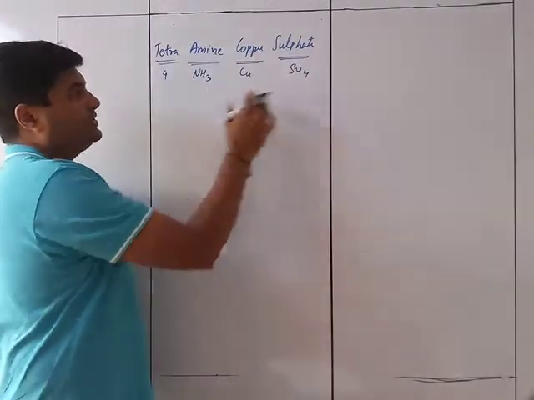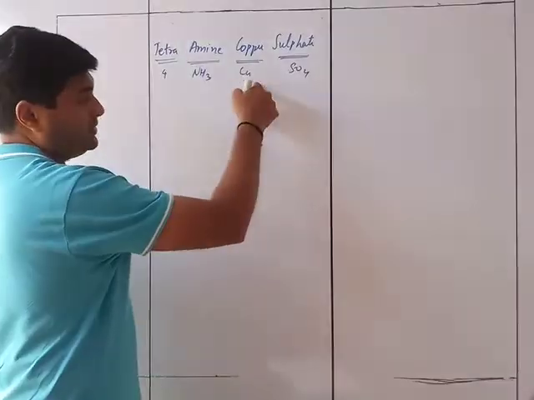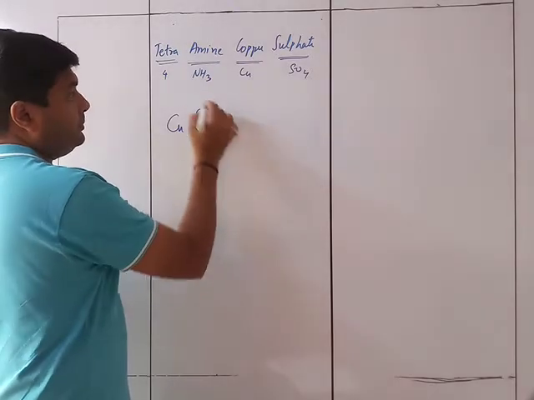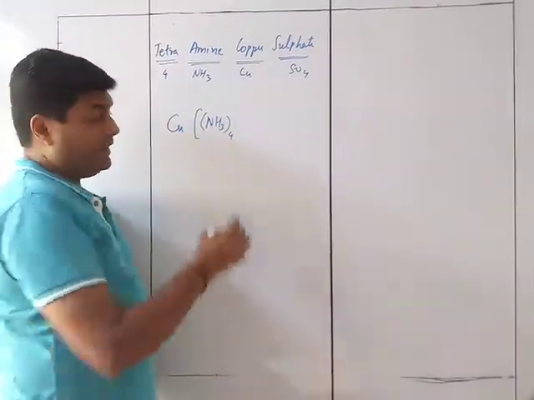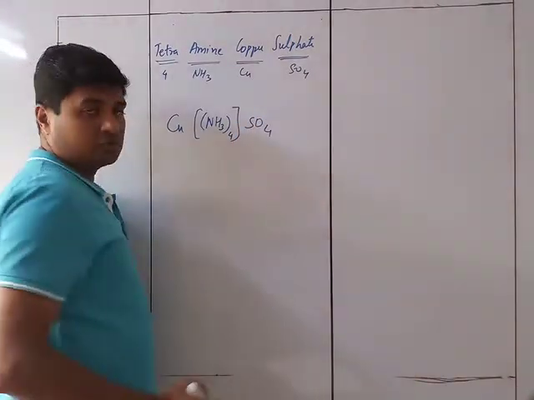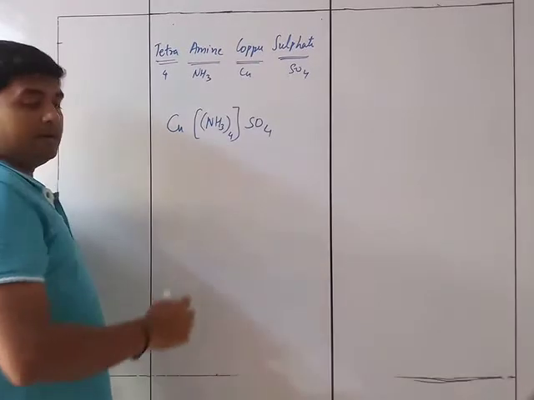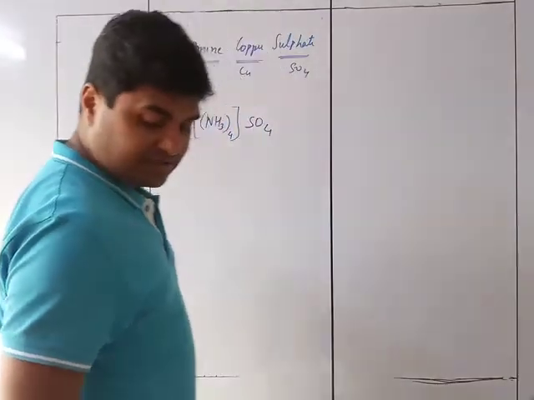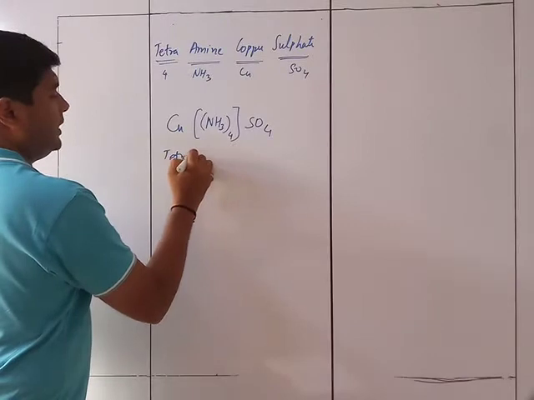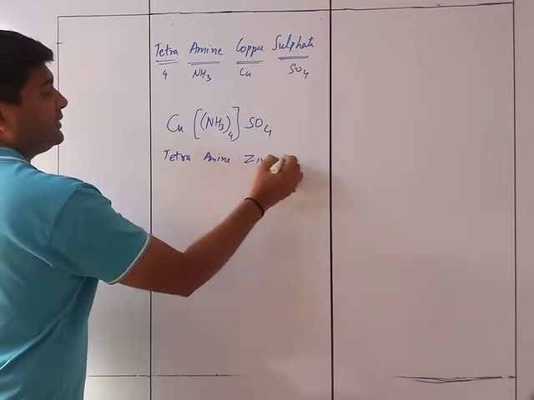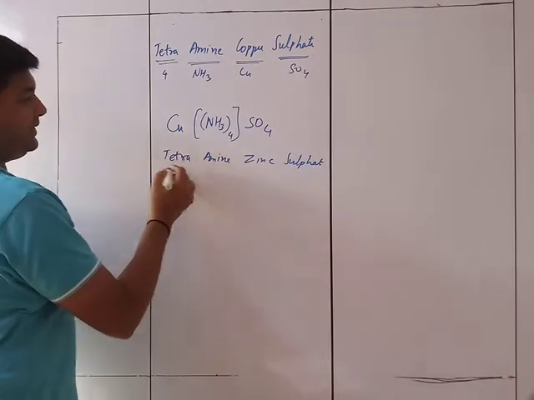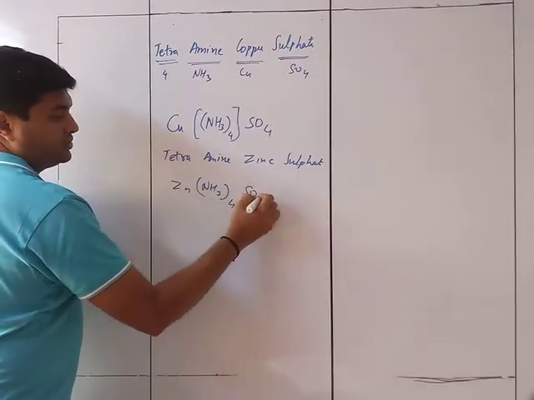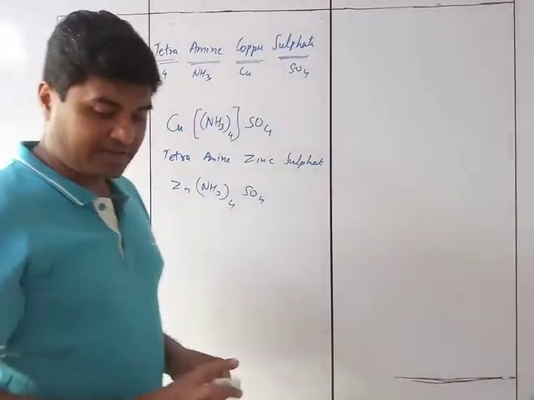So tetraamine copper sulfate can be given as, first you write the copper sulfate, so it is Cu, and then you write over here NH3, because it's tetra, so it is 4 over here, tetraamine, and then it is copper sulfate, CuSO4. So that is CuSO4 and tetraamine coming over here. There is one more of a similar kind, which is tetraamine zinc sulfate. Again the same thing, tetraamine, so it is NH3 4, zinc, the Zn, and then SO4. So Zn(NH3)4SO4, that is tetraamine zinc sulfate.